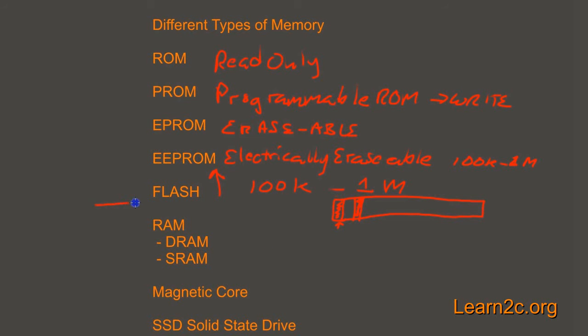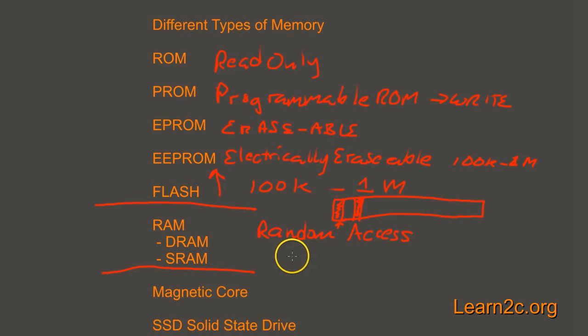I'm going to distinguish here now between the types of memory we've talked about up here and the type of memory we're going to talk about next, RAM memory. RAM memory stands for Random Access Memory.